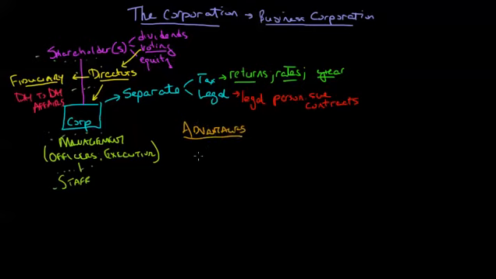So there are several advantages, and depending on the exact structure we're using, some of the advantages we see to incorporating are this separate legal liability. So if I'm a shareholder of a corporation and my corporation does something that would create some liability, that liability stops for the most part at that corporation. Generally, it won't impact my personally owned assets. So we have separate legal liability.